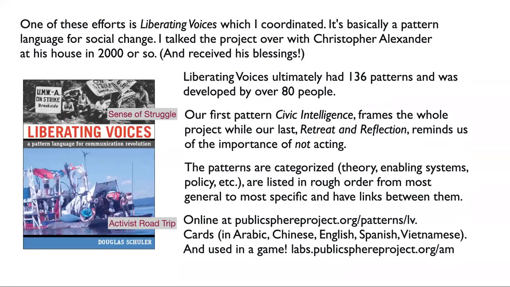So there's a history, but this is the book that I helped put together, and I've been working with it ever since. It has 136 patterns, and it was developed by over 80 people. And we have civic intelligence as the first one, which is maybe the broadest. And then the last one is retreat and reflection, talking about the importance of not acting. And they're characterized and in kind of an order.